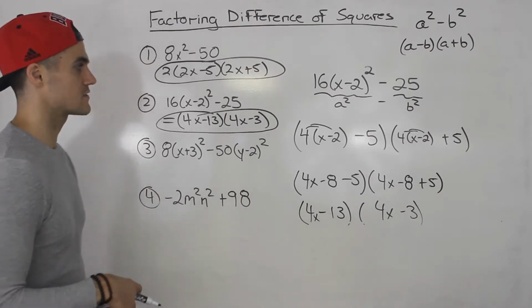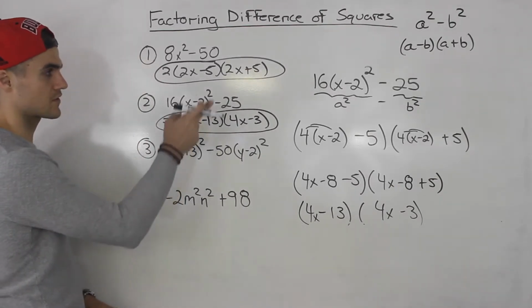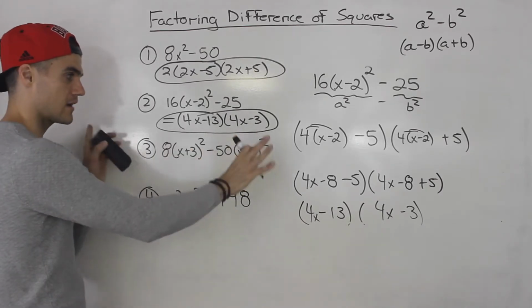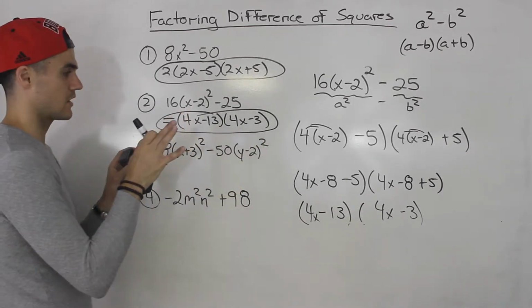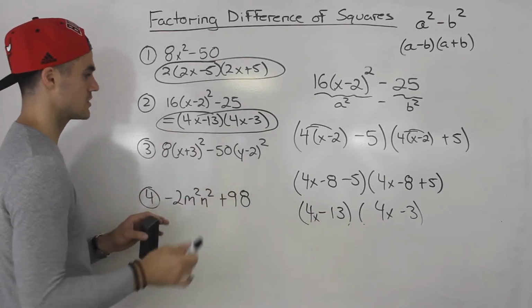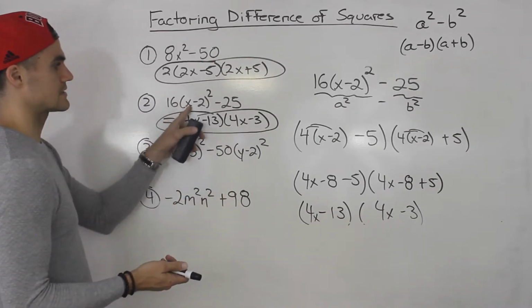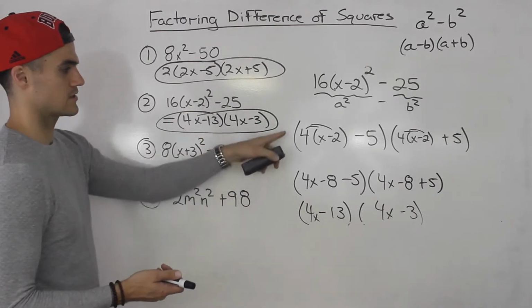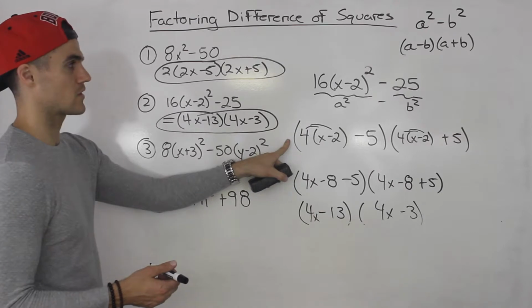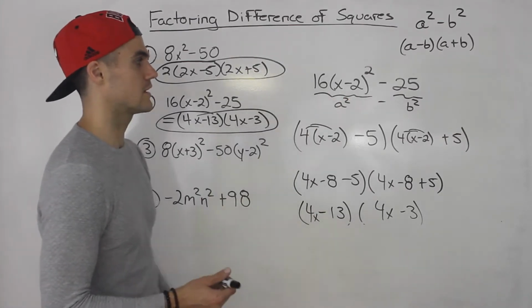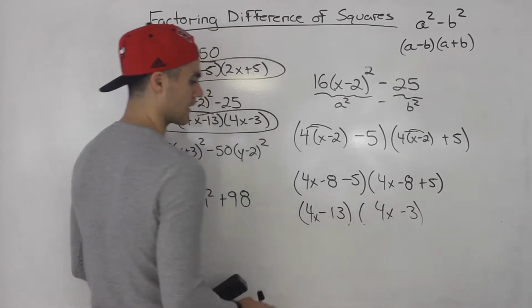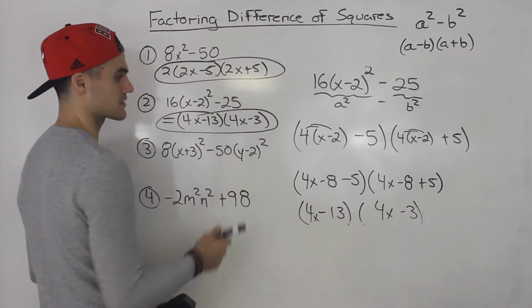And I'm going to give you tons of examples. Even the next example is very similar to this. Even in the next example, you could expand everything and factor that remaining expression, or you can recognize that this is a difference of squares and just do it this way. And your teacher might expect you to do it this way. They might not allow you to expand. But either way, this is the final answer, 4x minus 13, 4x minus 3.